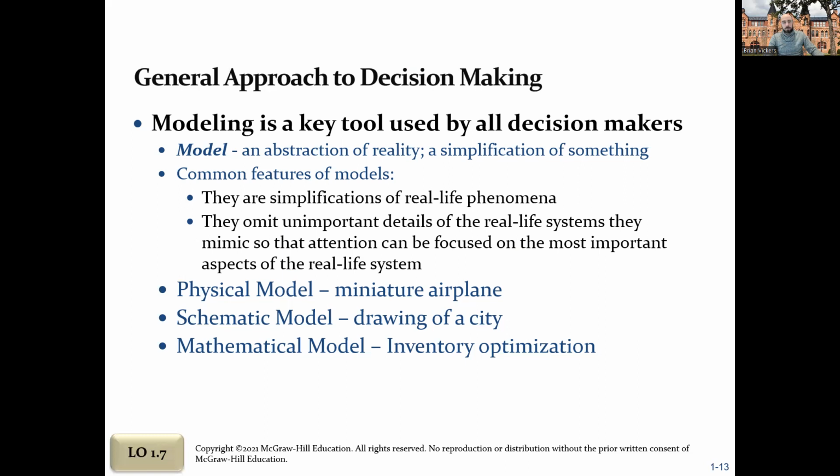Schematics, so your drawings, blueprints, mathematical models. This is some way to use math and quantification to optimize a solution. Inventory is one example they have here, but there's a number of different mathematical models that we're going to be using in this class. So this last one is going to be very important for us because we're going to basically be building some sort of mathematical model for every chapter after starting with chapter 2.